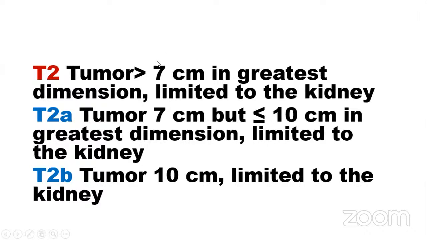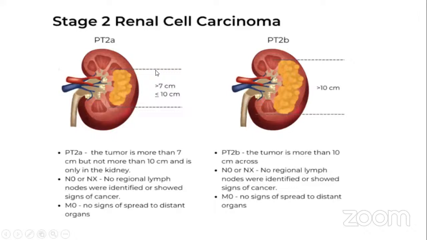The T2 tumor is more than 7 centimeters in greatest dimension and limited to the kidney. T2A is more than 7 centimeters but less than or equal to 10 centimeters in greatest dimension and limited to the kidney, as with T1. T2B is a tumor more than 10 centimeters, limited to the kidney.